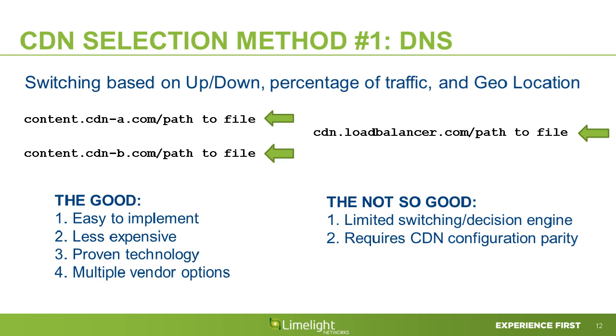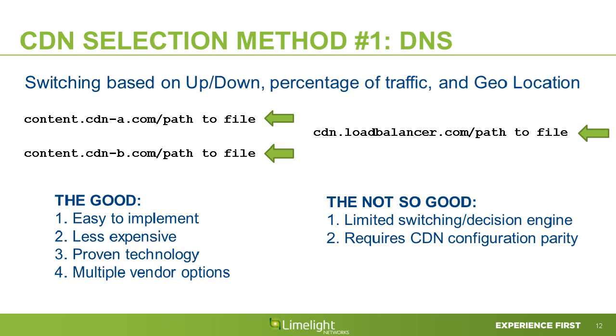Let's go on to the first slide, which is CDN selection method number 1, using DNS. Thanks, Charlie. When you think about your client and how the decisions are made on what CDN is going to serve what traffic, the first thing I brought up here is a DNS method, a DNS load balancer. This is switching based on up or down, a percentage of traffic, and geolocation.